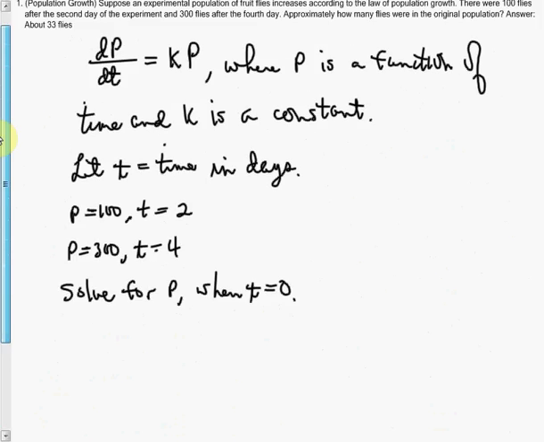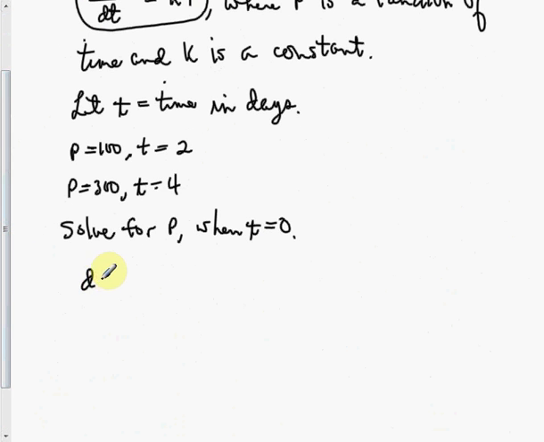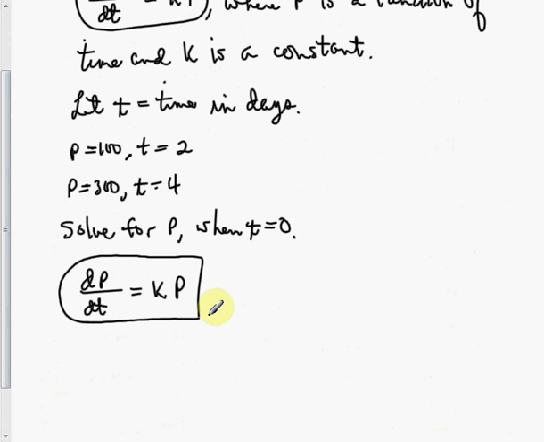Now we're going to go back to the differential equation, which is here. I'm going to write it down here. This is dP over dt is equal to some constant times P. So we're going to separate the variables if you can. Typically, very simple differential equations, you will be able to separate the variables. So here, separate the variables.